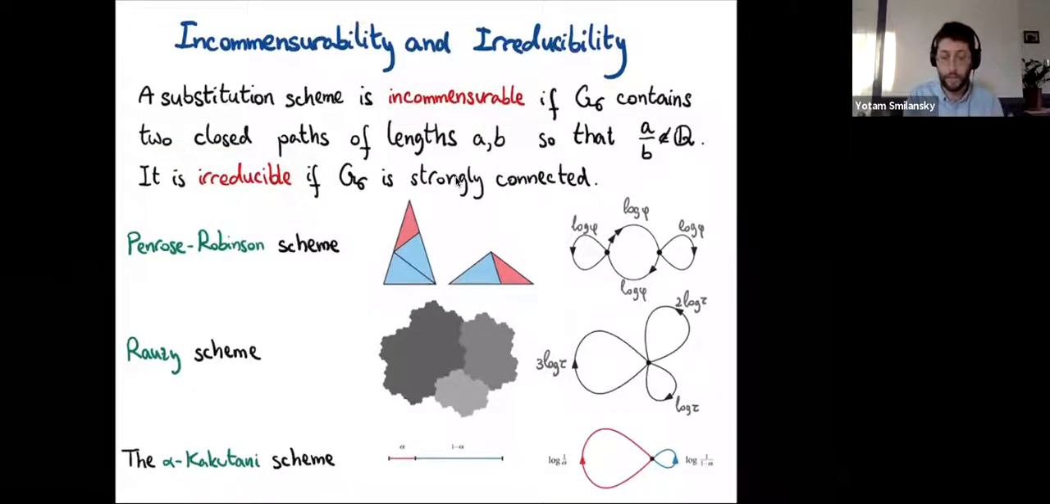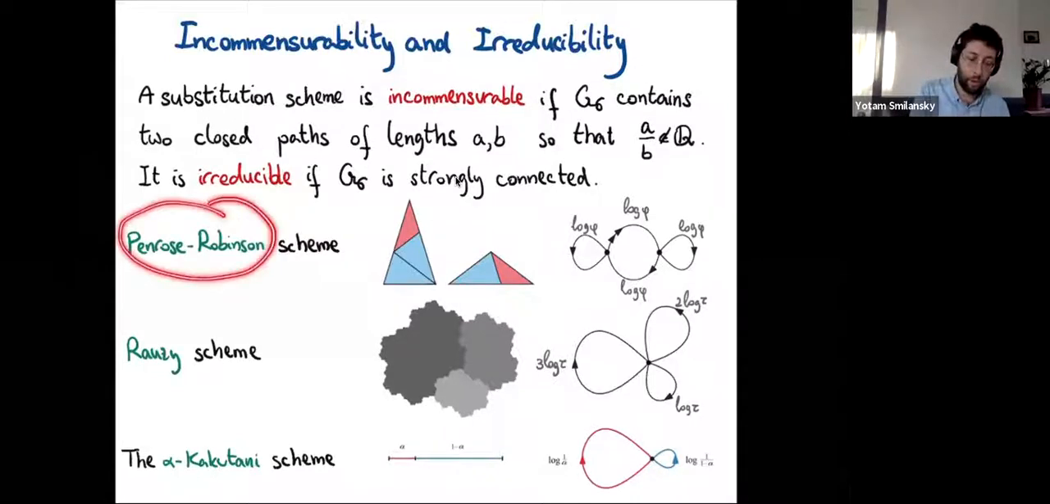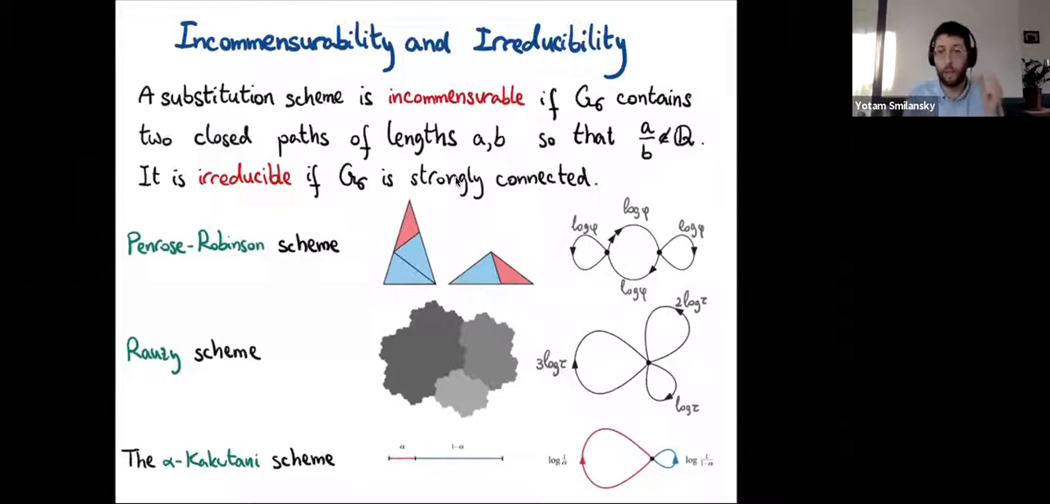So let's look at some examples. In our Penrose-Robinson example from before, all the scales were the same size. So all the edges are of the same length. So all paths are of integer times this length, and all the ratios turn out to be rational, because those log phis just cancel. So this construction is commensurable. There is no irrationality in it. It's just a rational construction.